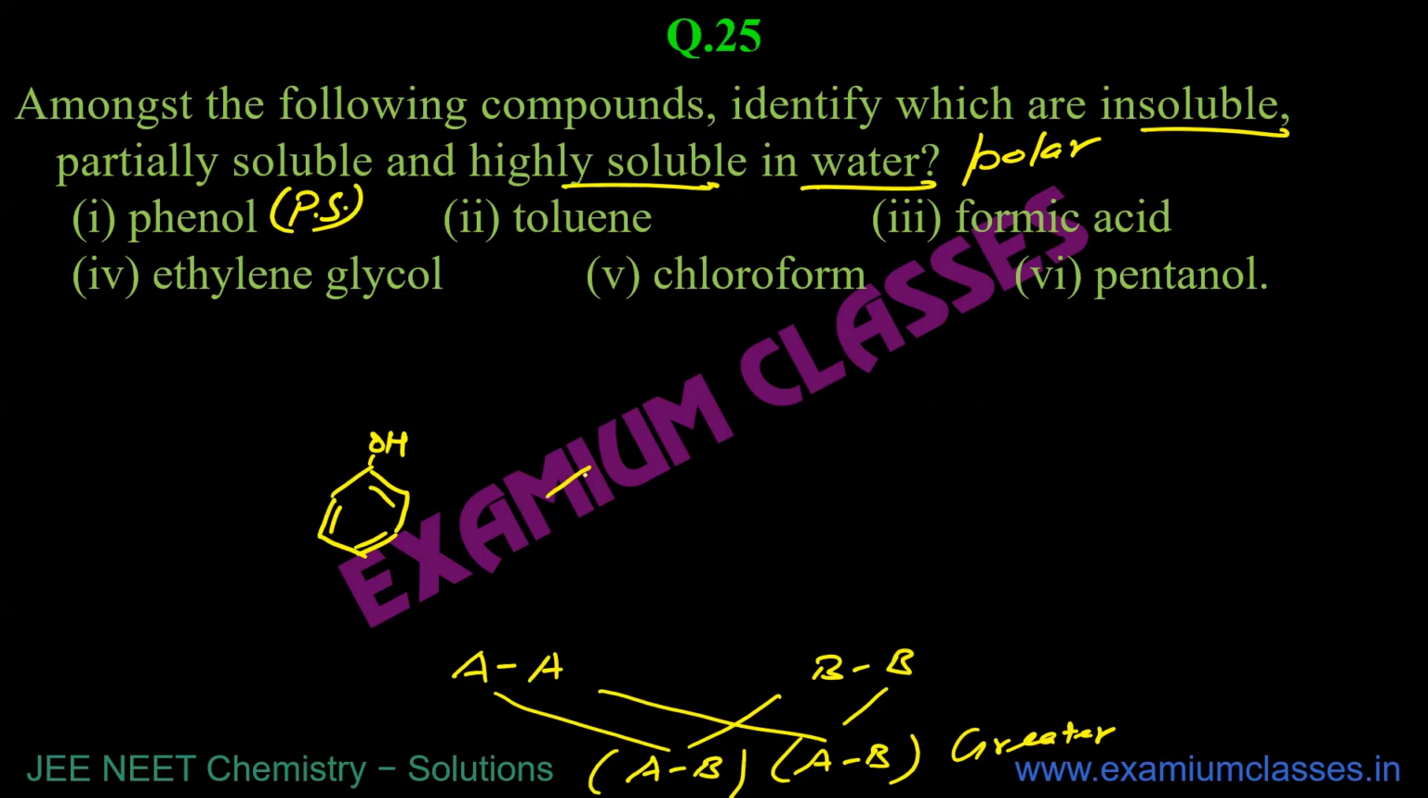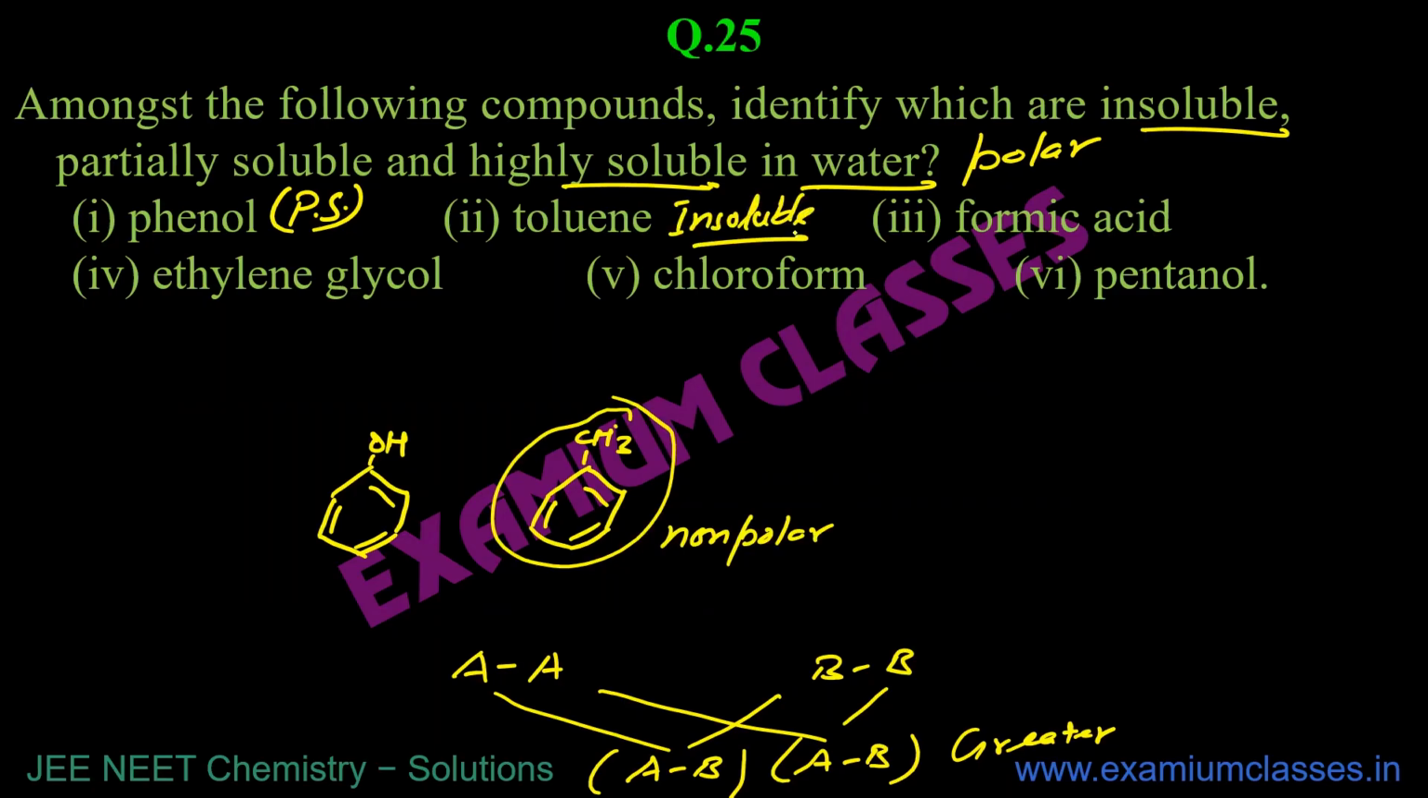Toluene is like this. Is there any possibility of any hydrogen bonding? Is this molecule polar at all? This molecule is not polar. There is not much difference in electronegativities anywhere. Carbon and hydrogen have very similar electronegativities. So this is non-polar, and because it is non-polar, it will not be soluble in polar. So it is insoluble. Toluene will be insoluble.